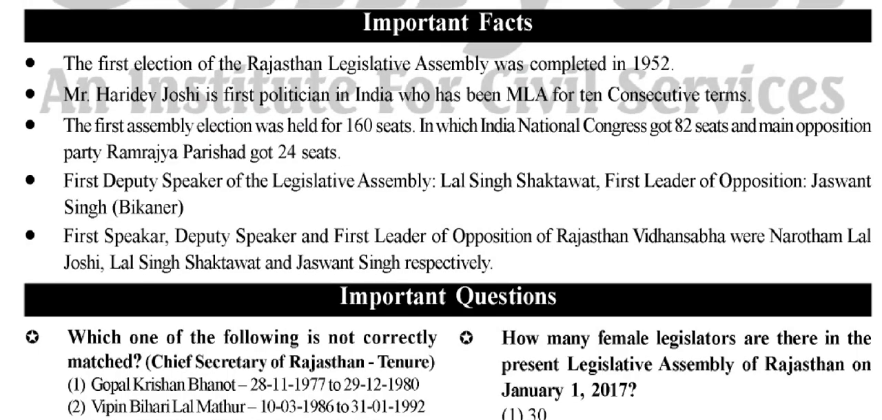The first election of the Rajasthan Legislative Assembly was completed in 1952. Mr. Haridev Joshi is the first politician in India who has been MLA for 10 consecutive terms. The first assembly election was held for 160 seats, in which the Indian National Congress got 82 seats and the main opposition party, Ram Rajya Parishad, got 24 seats.